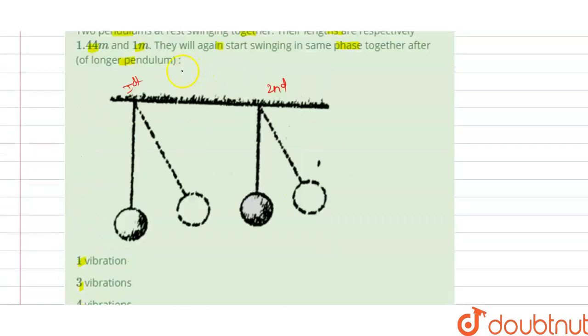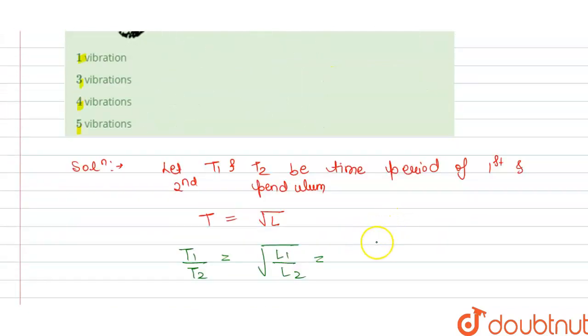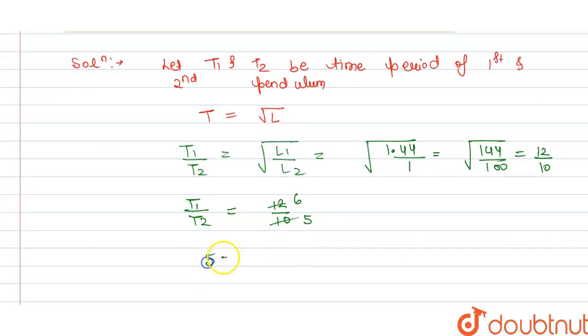So we have the length 1 is 1.44 and length 2 is 1. So we can write here this is 1.44 divided by 1. So this is 144 divided by 100, that is equal to 12 divided by 10. So from this we get time period 1 divided by time period 2 is 12 divided by 10, that is 6 divided by 5. So from this we get 5 times time period 1 is equal to 6 times time period 2.